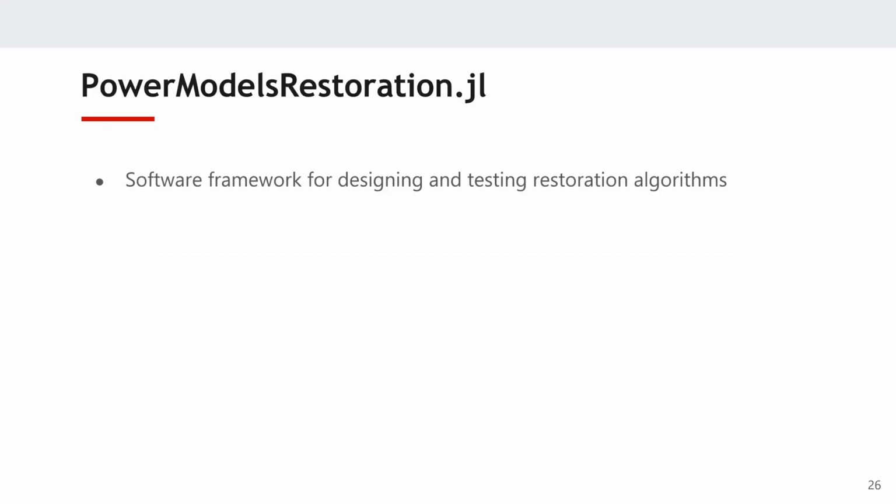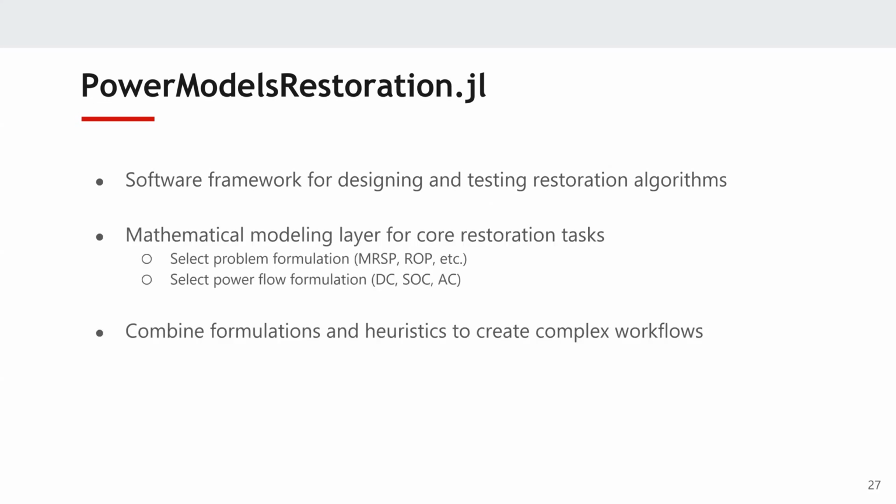In order to take a look at this, we developed a software package called PowerModels Restoration in the Julia language. This is a software framework for designing and testing restoration algorithms. It has a mathematical modeling layer for the core restoration tasks, and this can include selecting the problem formulation, whether we're doing this pre-processing step, MRSP, or that restoration ordering problem, and then selecting a power flow formulation that we're going to use in that problem. And we can combine these formulations and heuristics together to create complex workflows to try and tackle larger networks.